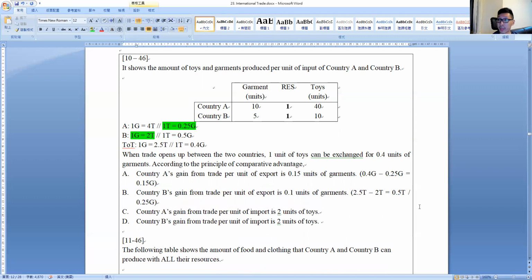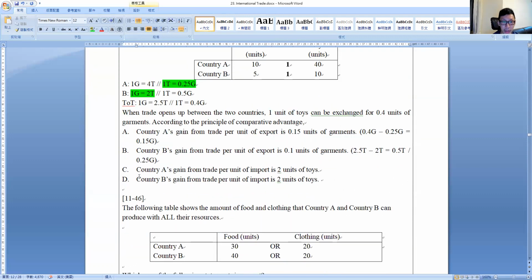OK, I'll tell you how to calculate it later, okay? Now, what about C? Gain from trade per unit of import. Country A imports, how much do they gain? Right now they import garments, right? So the gain would be 4T minus 2.5T. That would be 1.5T, which is not 2.